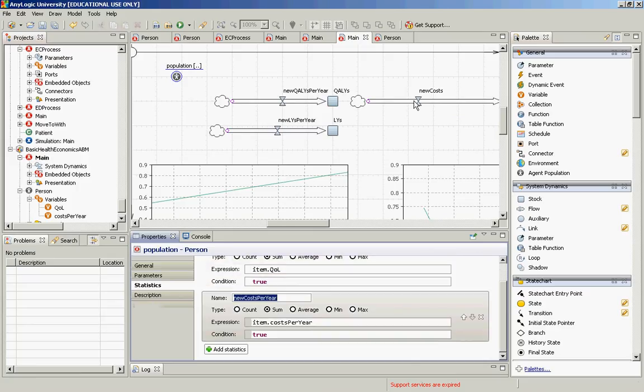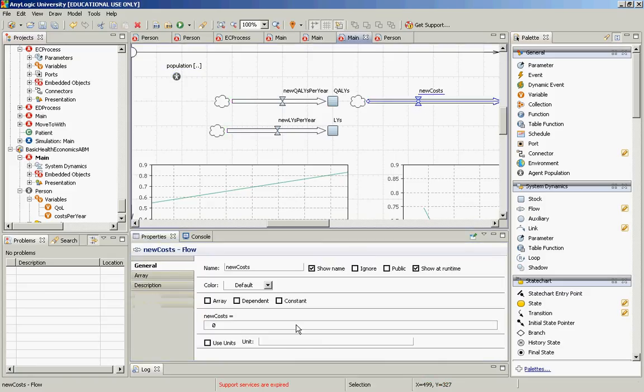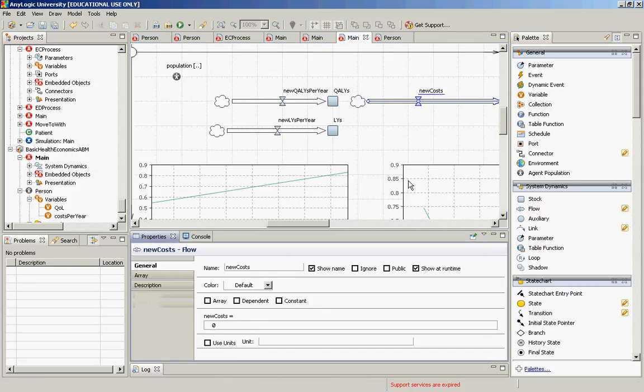So now the value of this flow is simply the new cost per year. We have to give the formula for this flow. Now, it's population that knows how to compute those new costs per year. So we say, hey, population, compute new cost per year. That's an expression we give it. It tells it how to compute that. Compile it. Okay, so now we're in pretty good shape.